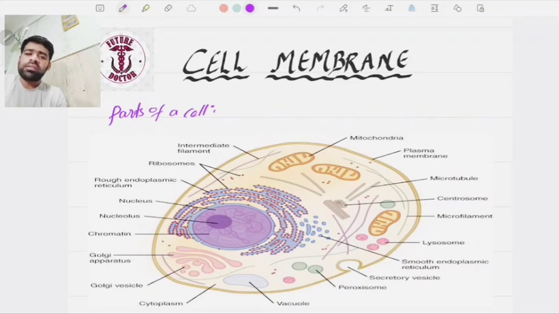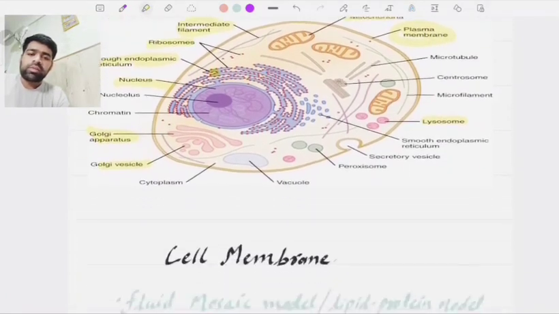Today's topic is the cell membrane. So see here, parts of a cell. Here intermediate filaments, here ribosome, rough endoplasmic reticulum and nucleus. Here Golgi vesicles, Golgi apparatus. Here the plasma membrane is present. Here mitochondria. Here lysosomes. These all are parts of a cell. So we will explain about the cell membrane.